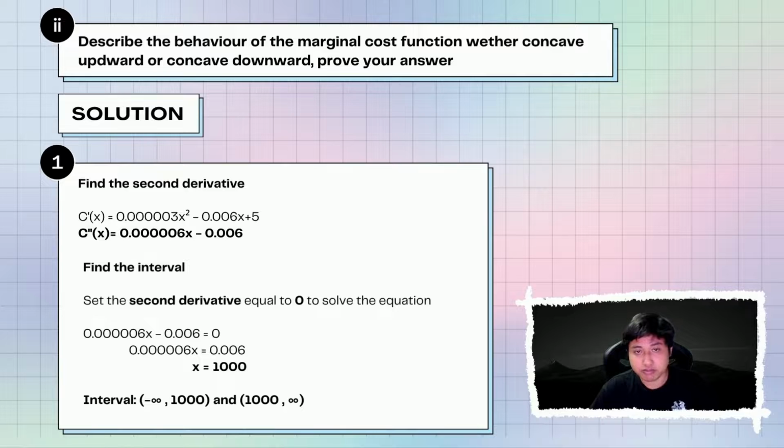The next part is to describe the behavior of the marginal cost function, whether concave upward or concave downward. Prove your answer. So the solution is, first we need to find the second derivative, which we get as 0.000006x minus 0.006. After that, we need to find the interval. So we set the second derivative equal to 0 in order to solve the equation, and the answer is x equal to 1000. So the interval is negative infinity to 1000 and 1000 to positive infinity.